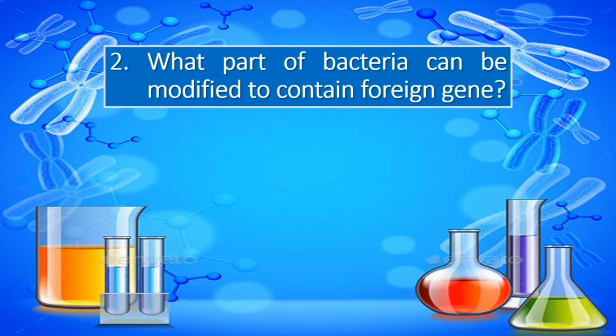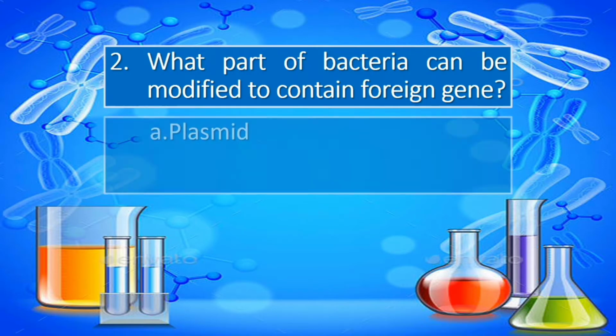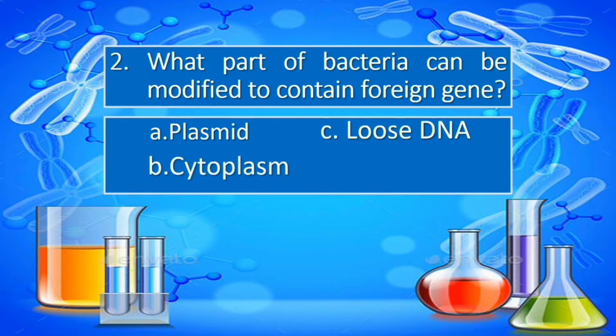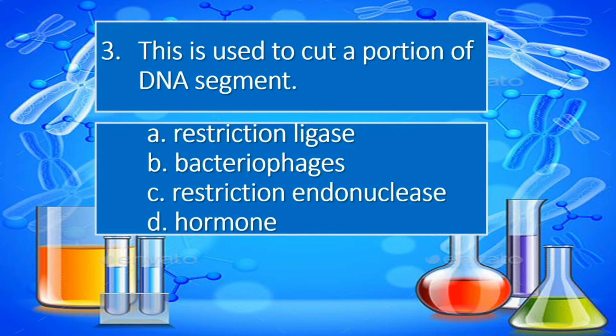What part of bacteria can be modified to contain foreign gene? A. Plasmid. B. Cytoplasm. C. Loose DNA. Or D. Cytosol. Last question. This is used to cut a portion of DNA segment. A. Restriction ligase. B. Bacteriophages. C. Restriction endonuclease. Or D. Hormone.